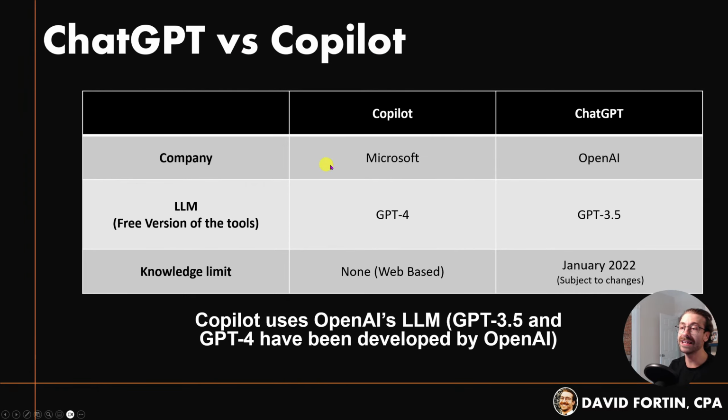So Copilot has been made by Microsoft. What is Microsoft? You know, Microsoft Excel, Microsoft Word, Microsoft PowerPoint, Microsoft OneNote. You are on Microsoft Windows right now, probably. So this is just the company behind the tool. But the other company behind ChatGPT is called OpenAI, and it's a more recent company.